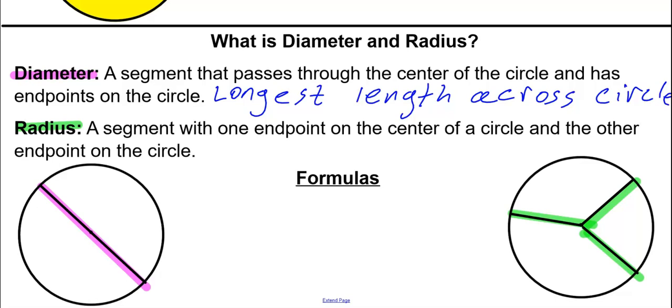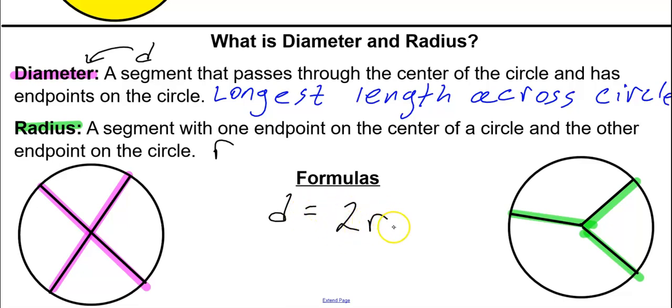Alrighty, and again, I can draw in many diameters, and every diameter is going to be the same length. So we can make them all the same color. Diameter is usually the letter D, and radius will be the letter R. So some formulas that we can say: a diameter is going to be 2 times the radius, and a radius is half of a diameter.